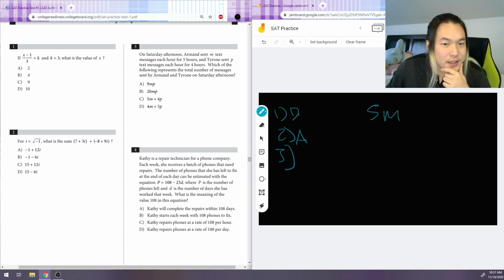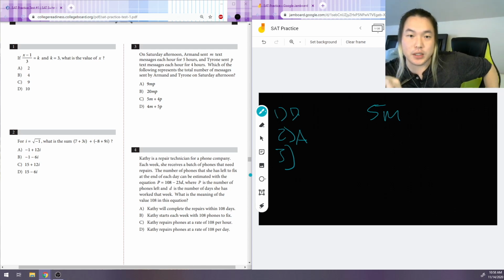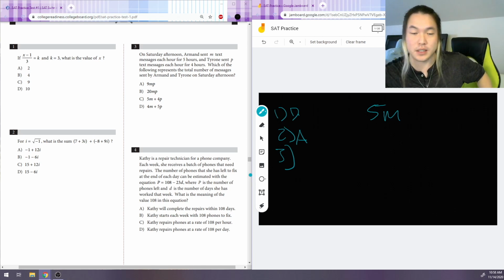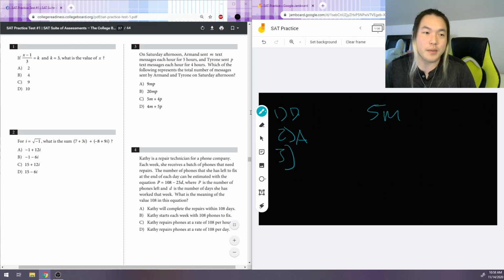So 5 hours, M text messages. If Armand sent M text messages each hour for 5 hours, pretty straightforward, you multiply 5 times M. For example, if I send 2 text messages per hour for 3 hours, then I sent 6 text messages total, right? 3 times 2. So it's the same idea. We don't know exactly how many Armand sent, but we're going to use a variable to represent whatever number that could be.